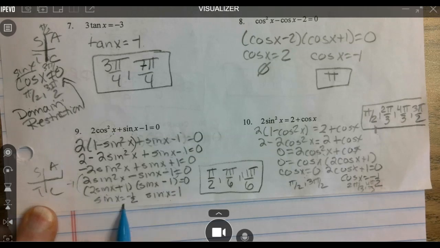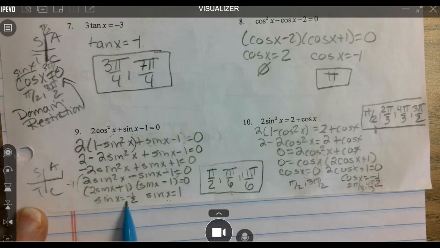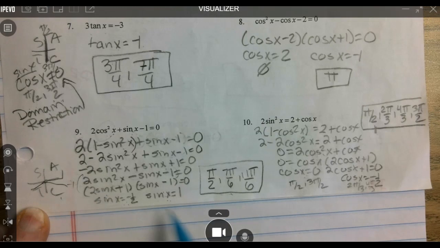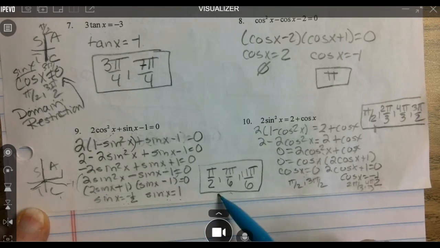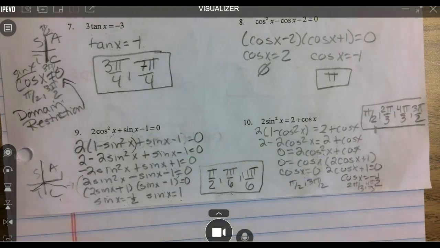And now I'm looking for where the sine is negative 1 half and where the sine is positive 1. And there's where I got my answer. So my sine is negative 1 half in the third and fourth quadrant. That's my 7 pi over 6 and my 11 pi over 6. And of course, where is it positive 1? Here at pi over 2. No domain restrictions or anything, so I'm done with my 3 answers.